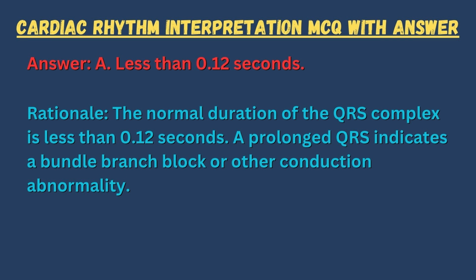Answer: A. Less than 0.12 seconds. Rationale: the normal duration of the QRS complex is less than 0.12 seconds. A prolonged QRS indicates a bundle branch block or other conduction abnormality.